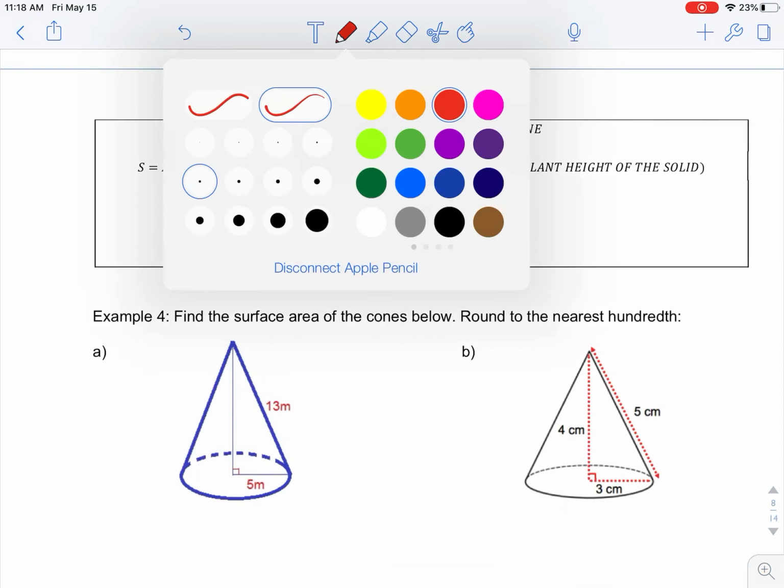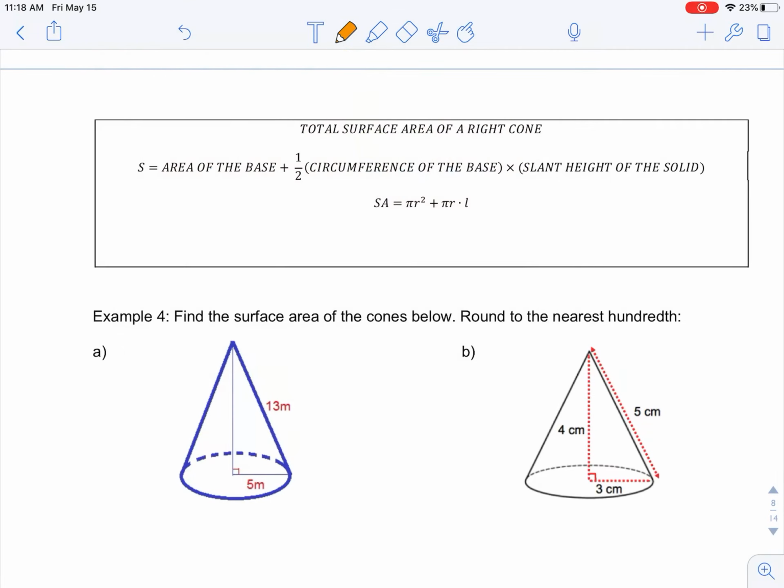So page 8 is the surface area of a cone. Okay, so it has its own formula. Pi r squared plus pi r L. Again, that L is the slant height. That's the side height right here on your pyramid, or your cone. It's that side height there.